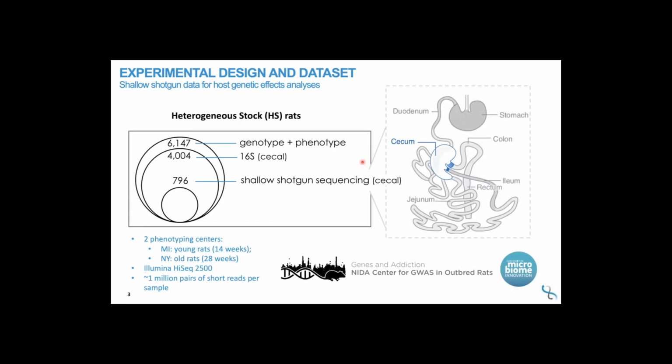In my project, I'm working with shallow shotgun data and 16S data from NIDA's HS rats. I'm using data from the cecum of those rats. And all these rats were also genotyped for more than 3 million SNPs and phenotyped mainly for drug addiction and metabolic diseases. These animals are coming from two different phenotyping centers, one from Michigan and one from New York. And for the shallow shotgun sequencing, we targeted 1 million pairs of short reads per sample.